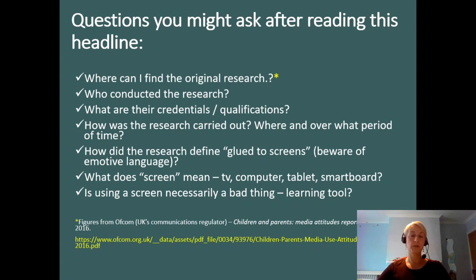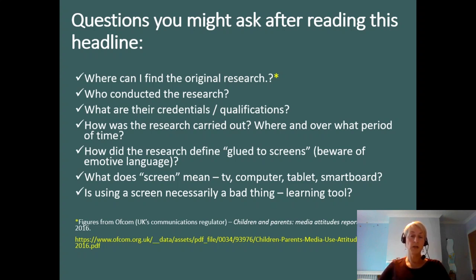So who conducted the research? It was Ofcom. They are the UK's communications regulator. So we hope that their credentials and qualifications are reliable because they are a government body, the UK's communications regulator.